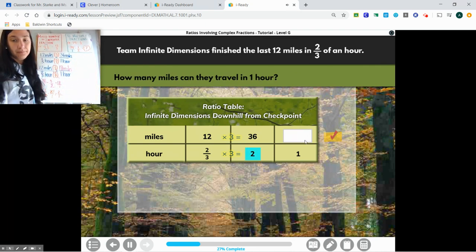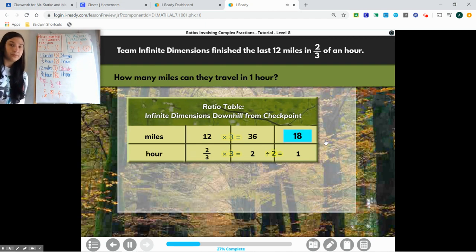36 miles in 2 hours. How many miles can they travel in 1 hour? So we figured that out. 36 divided by 2 is 18. You can divide by 2 or multiply by 1/2 to turn this 2 hours into 1 hour. Do that to the 36 miles, and you have 18 miles per hour.